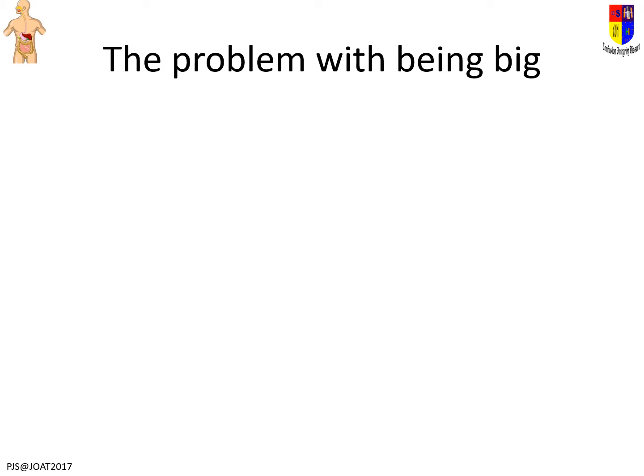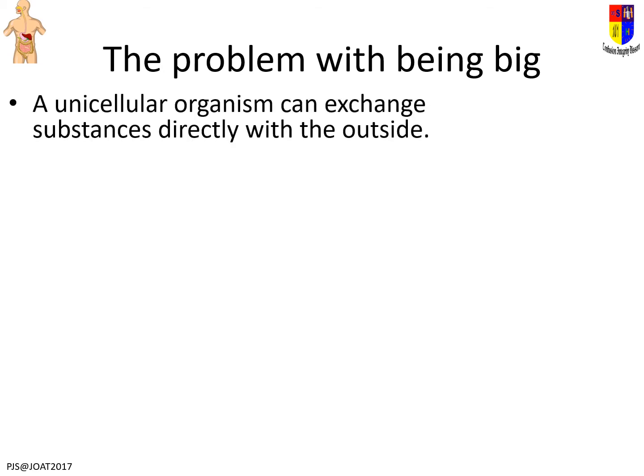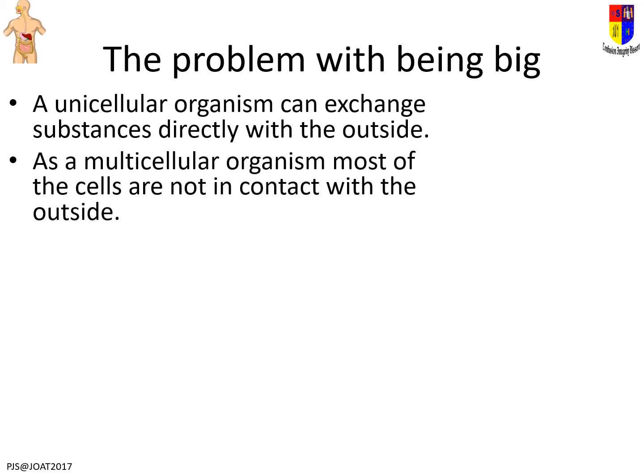So here's our first problem. The first problem is that you're big, and by big I mean that you're not a single cell, because if you're a single cell, then every single part of you can basically exchange directly with the outside. But if you're multicellular, then most of your cells are nowhere near the outside. For us, we've got skin on the outside, and you could argue that when you breathe in, you've got some surfaces like your lungs that are in contact with the air, that's outside. But the vast majority of you is not in contact with the outside.